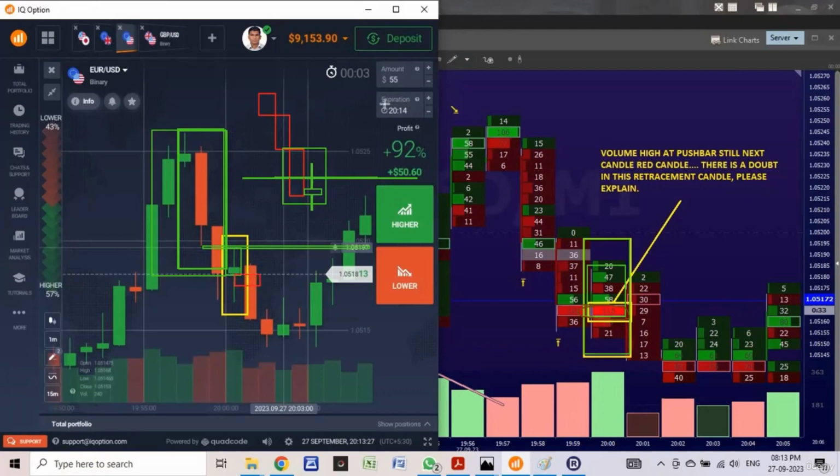Yes. Now see the color. Which color is this one? It's a red color. Red color. That means seller's volume is high here.